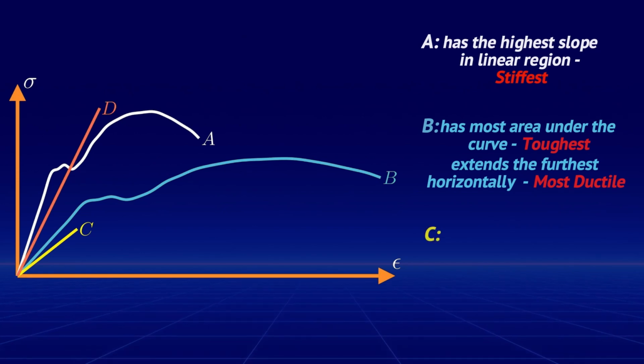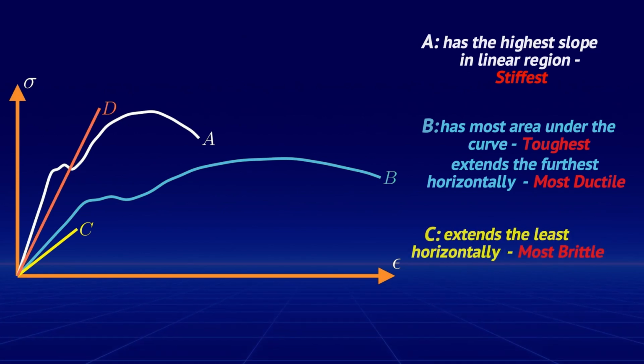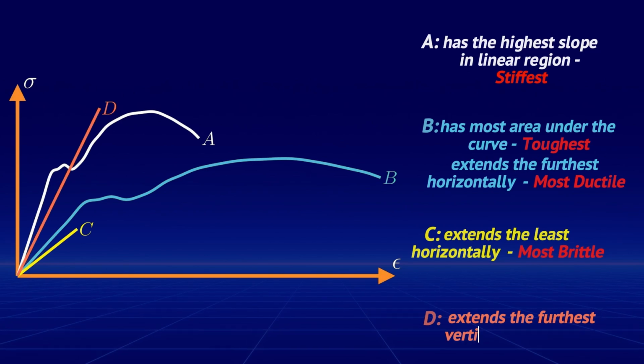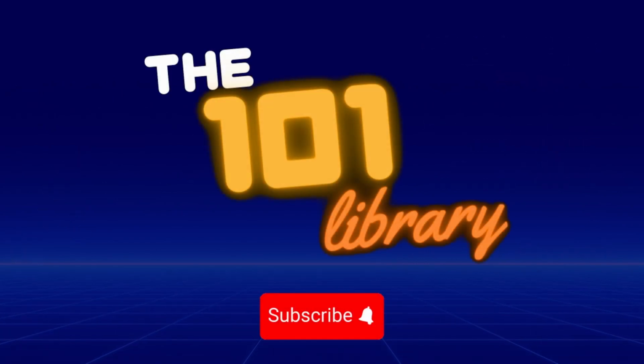If we look at C, we can see that this material extends the least along the strain axis, which makes it the most brittle material. Finally, if we look at D, we can see that this material extends the furthest along the stress axis, making it the strongest material, which means more force is needed to break it. And this was it regarding stress-strain curves.